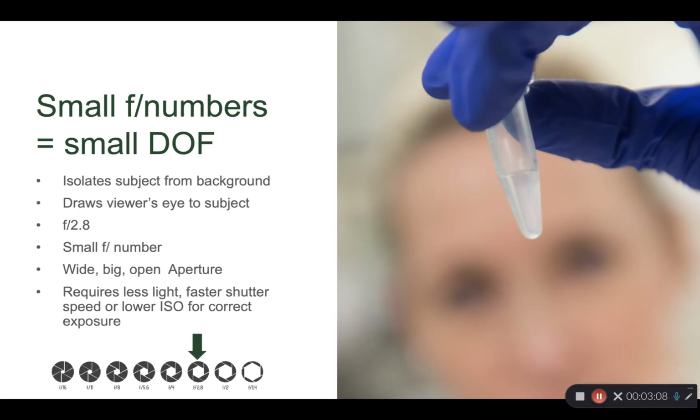Here's the exact opposite. A small f number is small depth of field. It isolates the subject from the background, a single subject. It draws the viewer's eye to that subject very effectively. This was taken at f/2.8, and we can see the little vial is in focus. Her fingers are a little out of focus, and her face is very out of focus. It's a big, wide open aperture, and it requires less light, allowing for a faster shutter speed or a lower ISO or some combination of those for correct exposure.